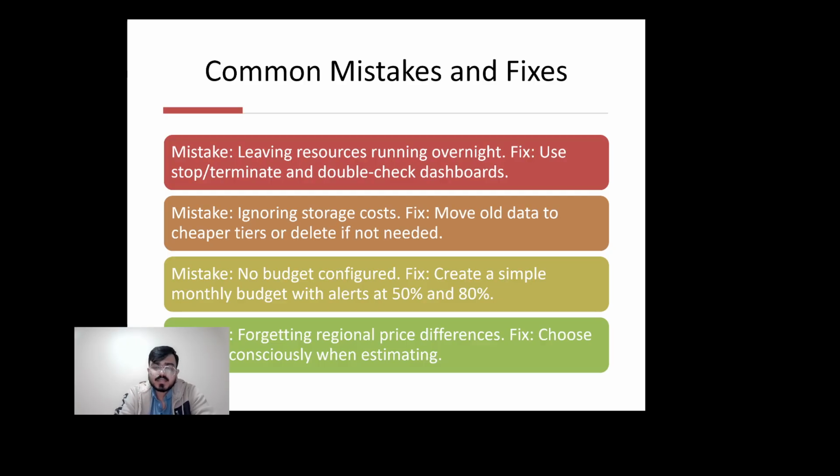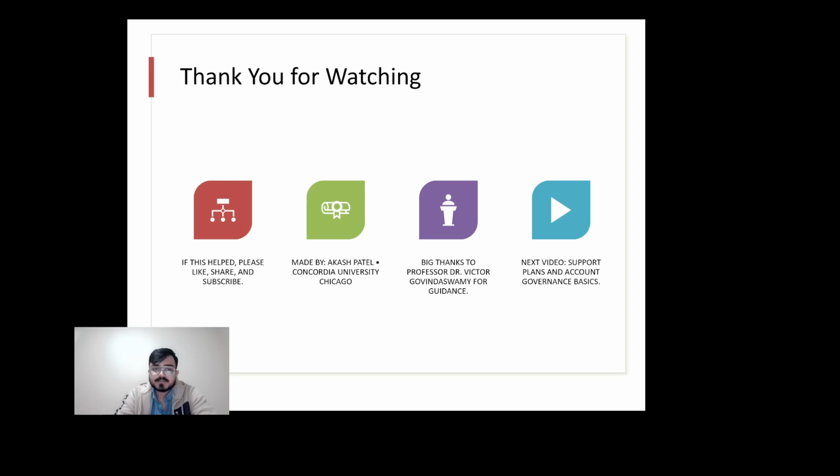Third one, not setting budgets. How you can fix: create a simple budget in billing to track your monthly cost. Fourth one is forgetting about regional prices. Choose your region carefully when launching resources. Prices vary by location. That's it. Let's see a real life example.